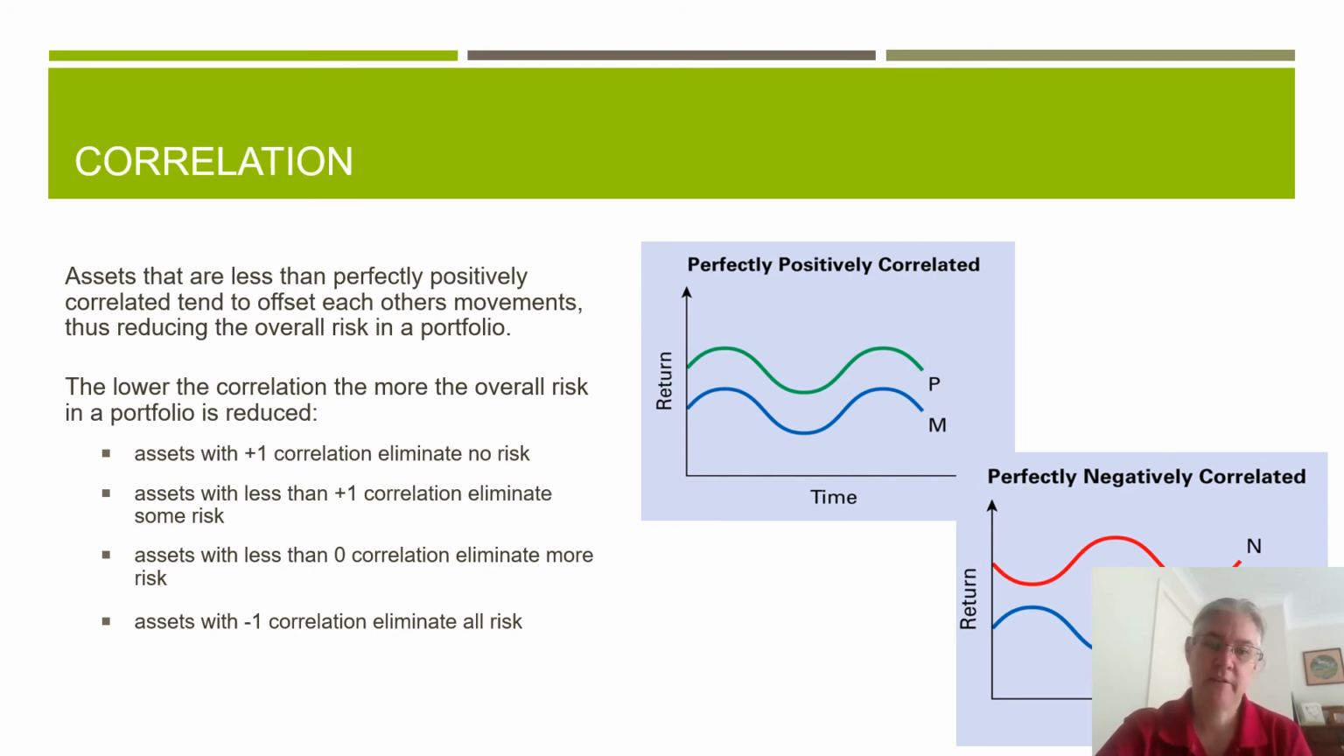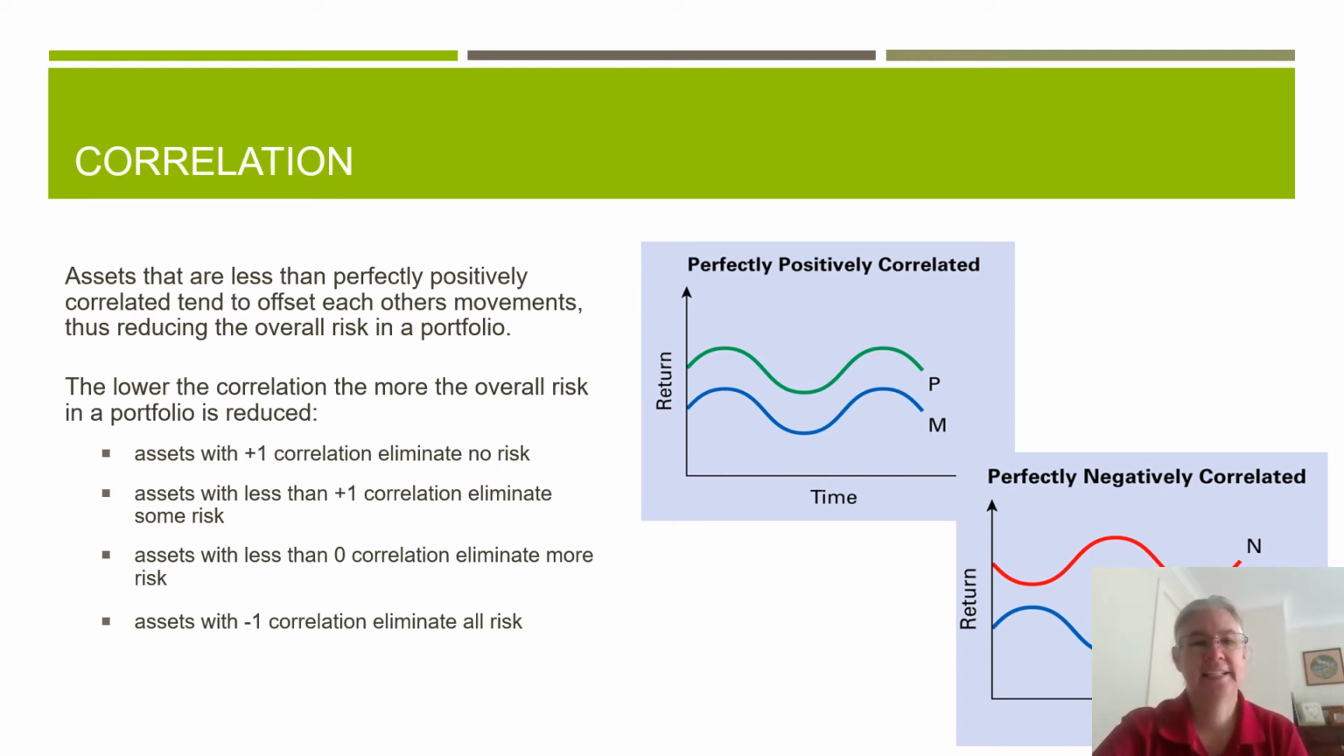Here's a diagram showing what happens with perfectly positive correlation. So as P increases, so does M. It's completely matching. M has the same pattern of returns over time.